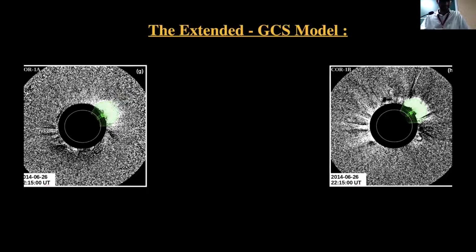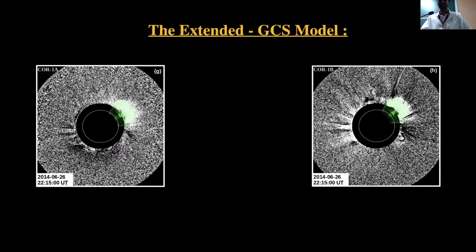Now we have the pair of COR1 observations with the fitted GCS flux rope on them. So you see a COR1-A image and a COR1-B image with the GCS-generated flux rope.